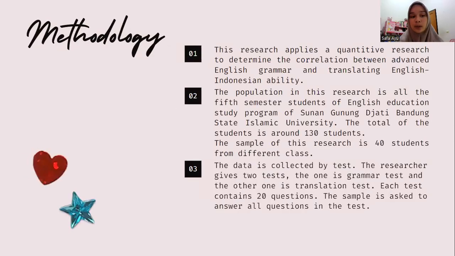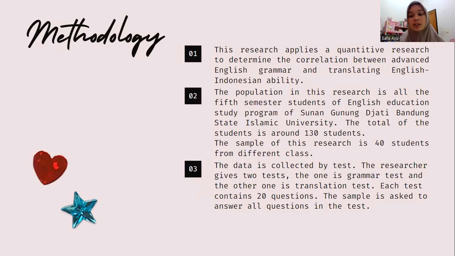And then the last one, methodology. This research applies a quantitative approach to determine the correlation between advanced English grammar and translating English Indonesian ability. And then the population in this research is all the fifth semester students of English Education Study Program of Sunan Gunung Jati Bandung State Islamic University. And the total of the students is around 130 students.